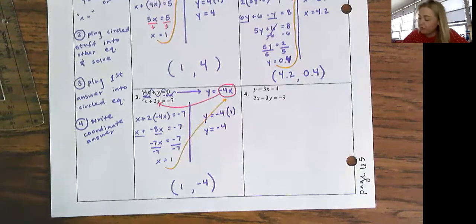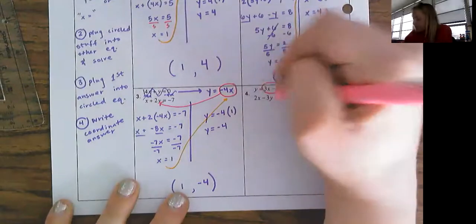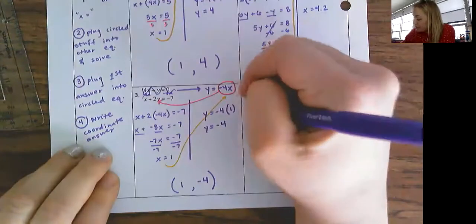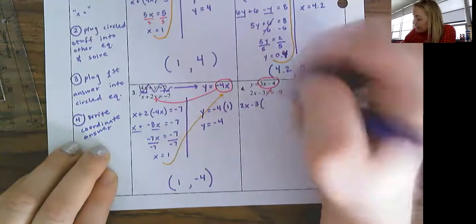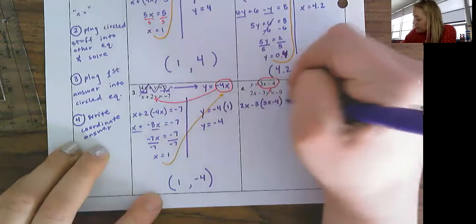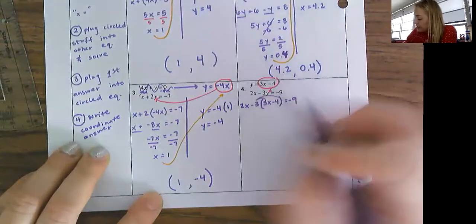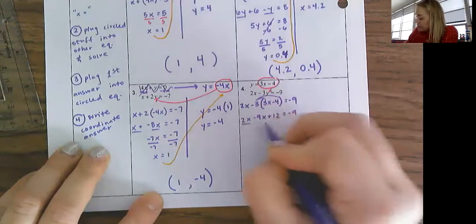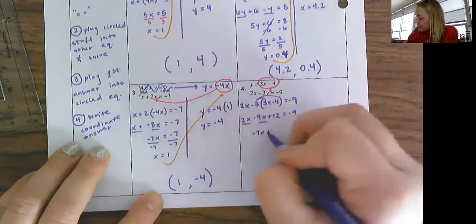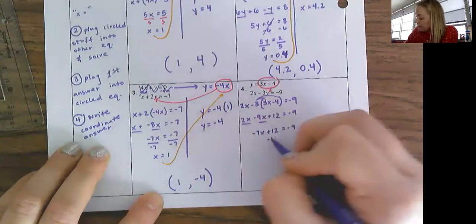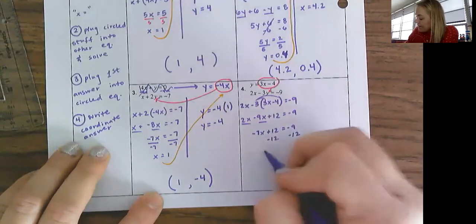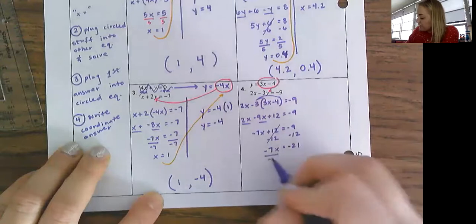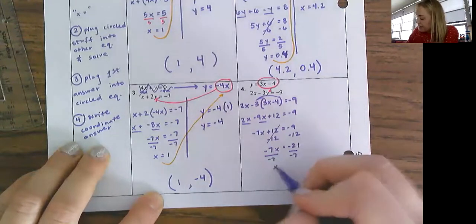Okay, I'm going to start going over problem number 4. I'm going to circle everything that y equals, and remember that can be drawn an arrow to y because it equals y. Okay, so I have 2x minus 3, but instead of y, I'm doing 3x minus 4 equals negative 9. Distribute the negative 3, so 2x minus 9x plus 12 equals negative 9. 2x minus 9x is negative 7x plus 12 equals negative 9. Subtract 12 from both sides, and I have negative 7x, these are gone, equals negative 21. Divide by negative 7, divide by negative 7, and x equals 3.